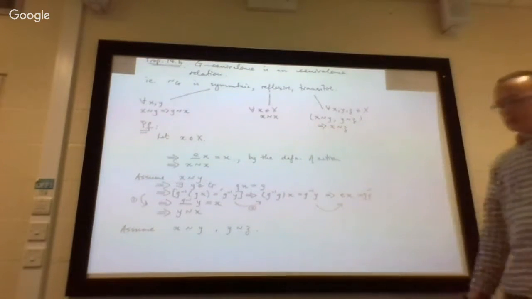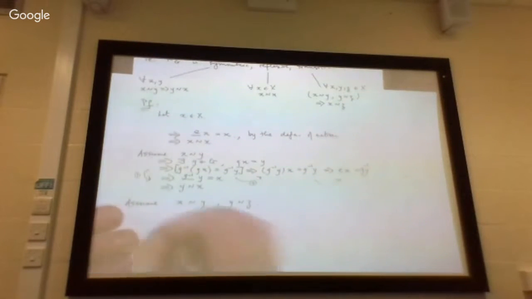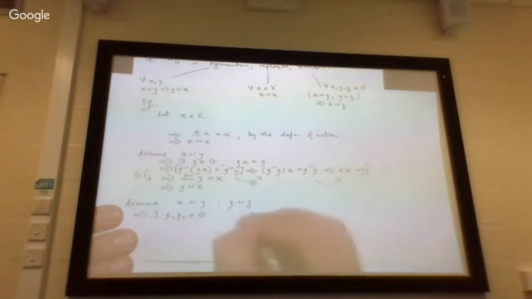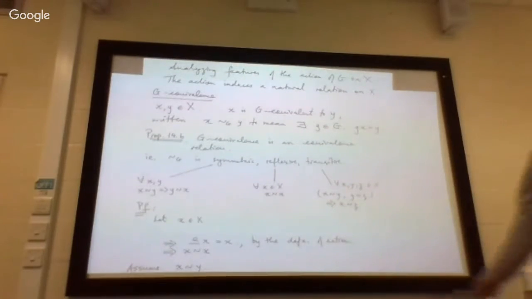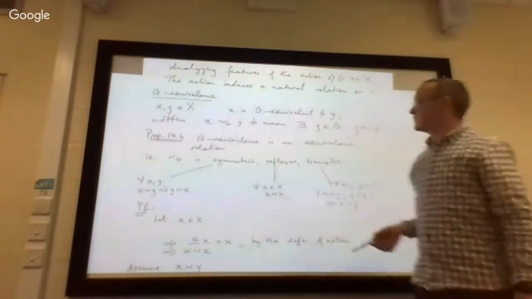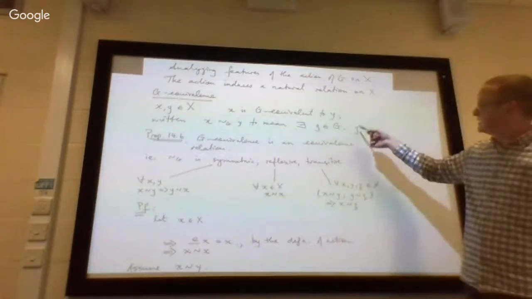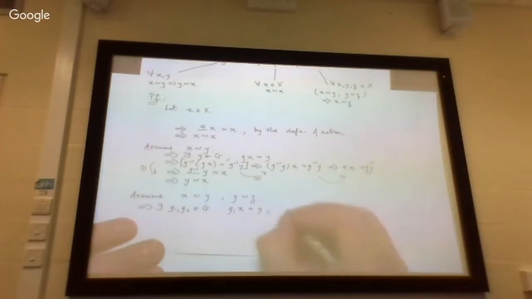Let's just try proceeding straight away. So that means there exist two elements, let's call them G1 and G2 in G, such that G1x equals y. That's what it means to say x is related to y. Just make sure you get the ordering right. So x is related to y means gx is equal to y. So there exists a G1 that does that and a G2 that sends y to z.